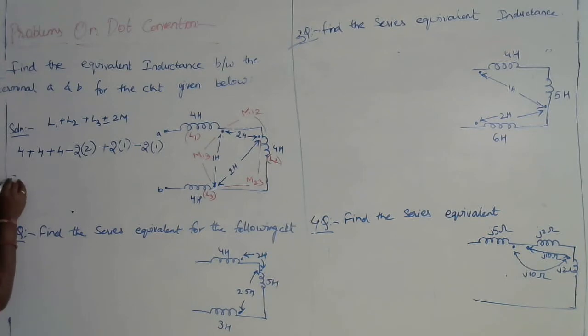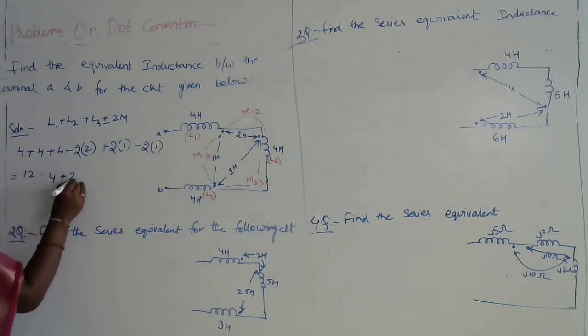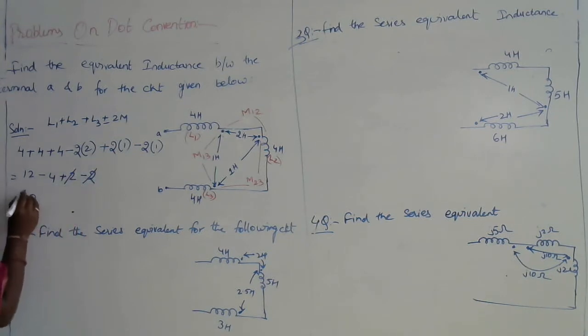So here in total we will be getting 12 minus 4 plus 2 minus 2. This plus 2 and minus 2 will be cancelled out. So here we are having 12 minus 4, which is equivalent to 8 Henries.